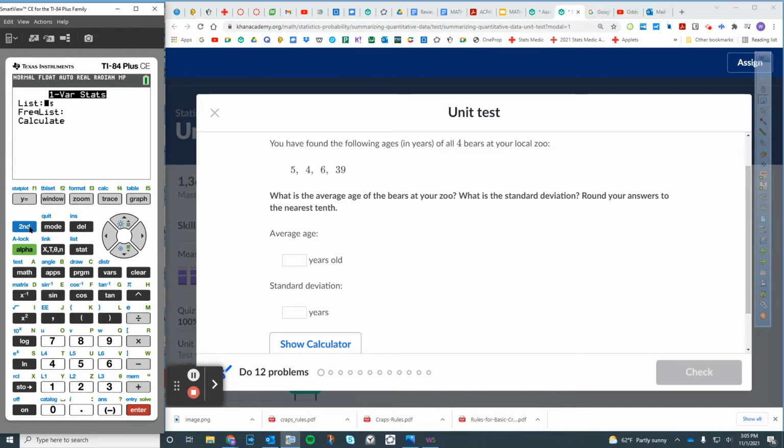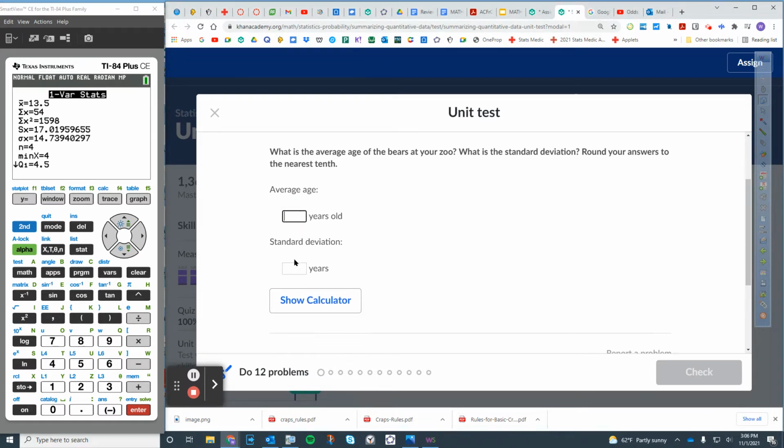And I need to change the list because it's second L1, right? Second 1, change it to list 1. And frequency list, you can just ignore it for now. See, that is my mean, 13.5. That is my mean, 13.5.